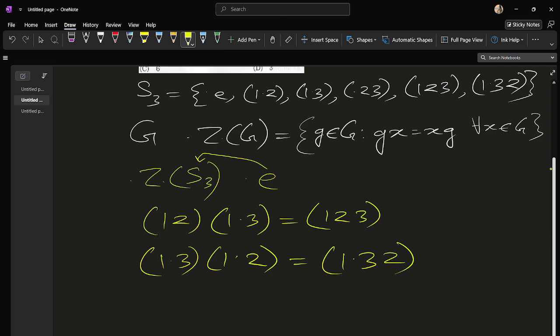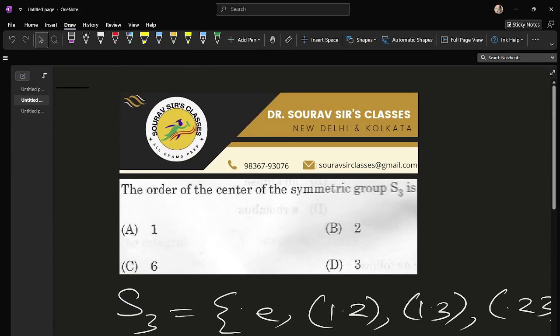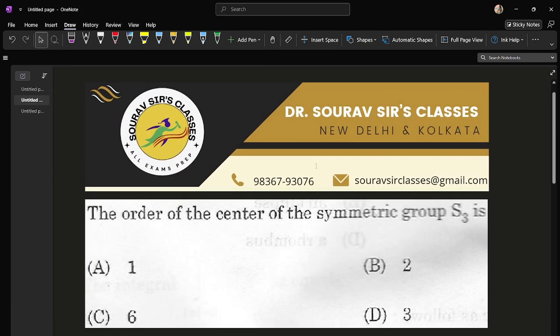So the only element of Z(S3) will be the identity. That means Z(S3) is equal to only the singleton {e}. So there exists only the identity in the center of S3. So the order of the center of the symmetric group will be 1. Okay.